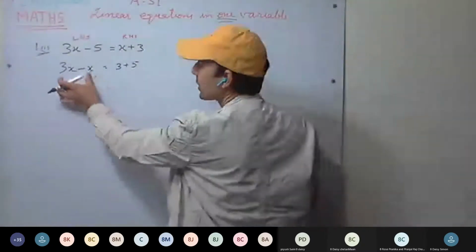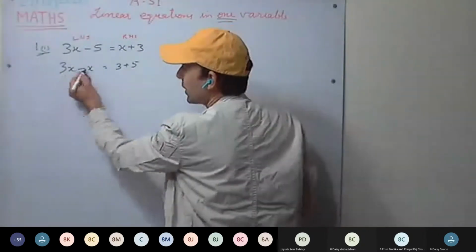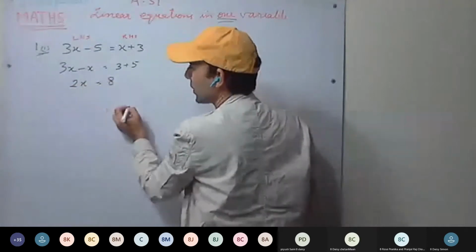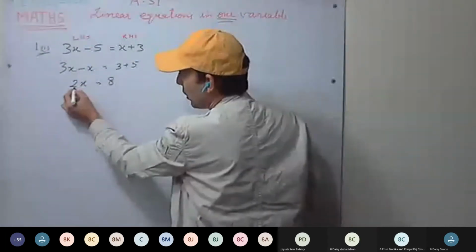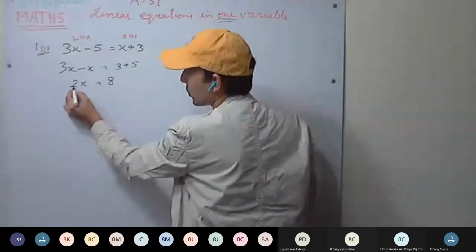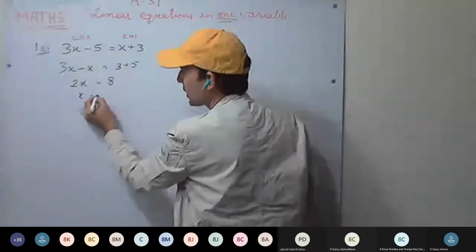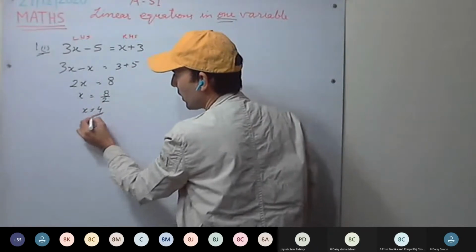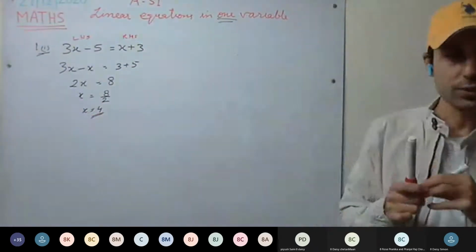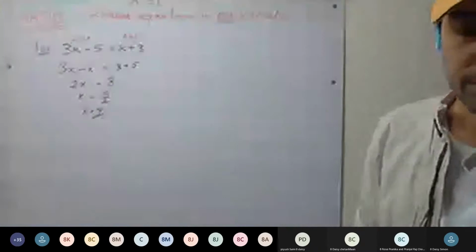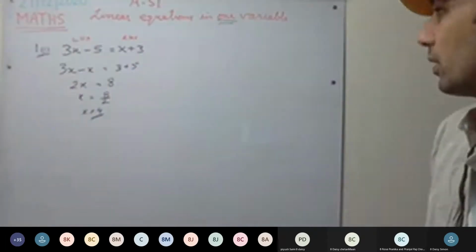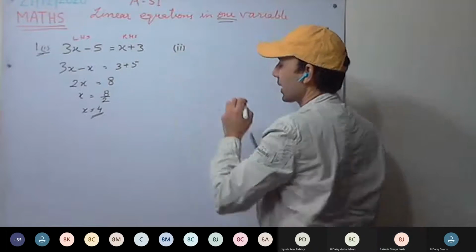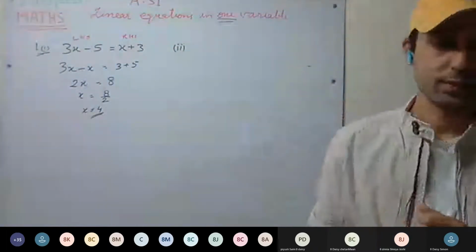Now solve the left hand side and the right hand side. 3x minus x, 2x equal to how much? 8. And now we will transfer this to the right hand side. So 2x, it will be x equal to 8 by 2, x equal to 4. This is the answer. Understood now? Now you solve yourself the second one. After that, I'll solve.